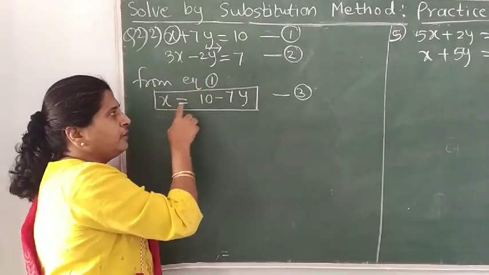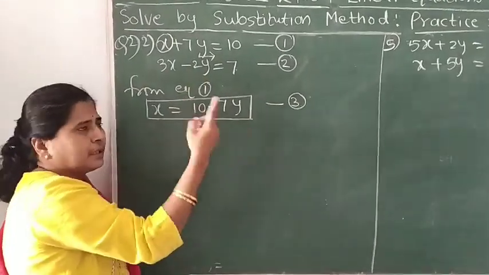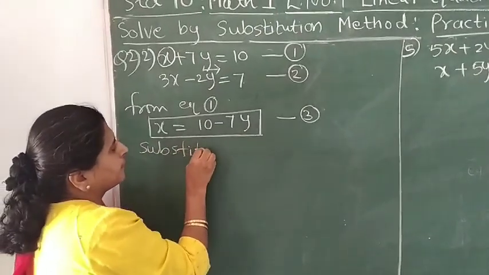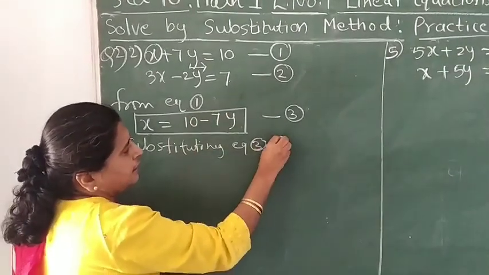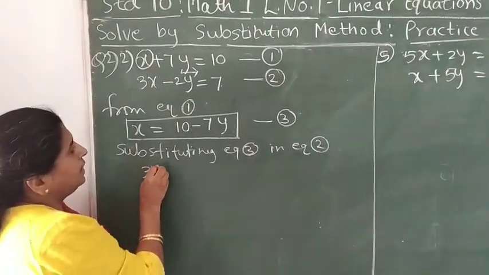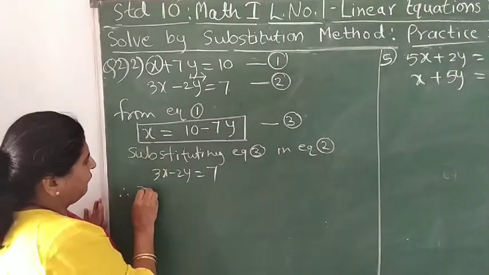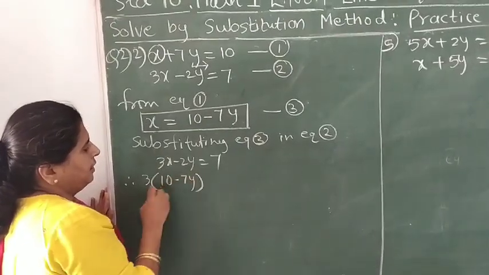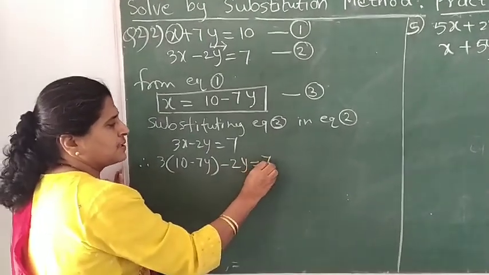As we have used equation 1 for finding the value of one variable, we will use the other equation. Now substituting the value of x from equation 3 in equation 2, what do we get? Copy equation number 2, 3x minus 2y is equal to 7, and we have got the value of x, so 3 in brackets, what is the value of x? 10 minus 7y. This is the value of x. Copy the rest of it as it is. Minus 2y is equal to 7.